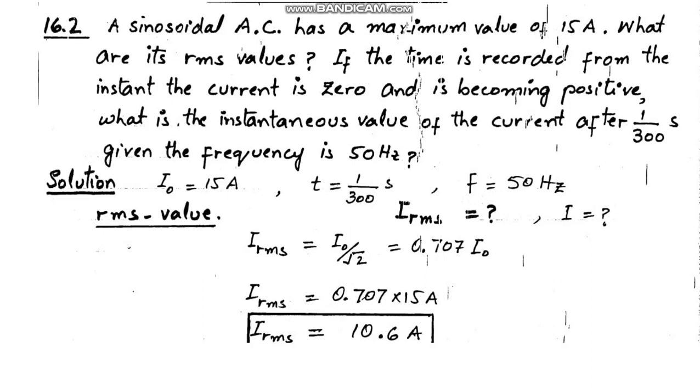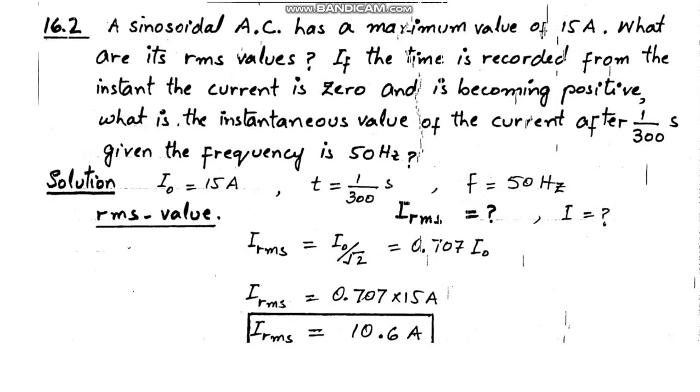Solution. Given data, I naught is equal to 15 ampere. That's given in the question. Time 1 over 300 seconds. That is given in the question. Frequency, that is 50 Hertz. That's also given in the question. We want to find IRMS and I.